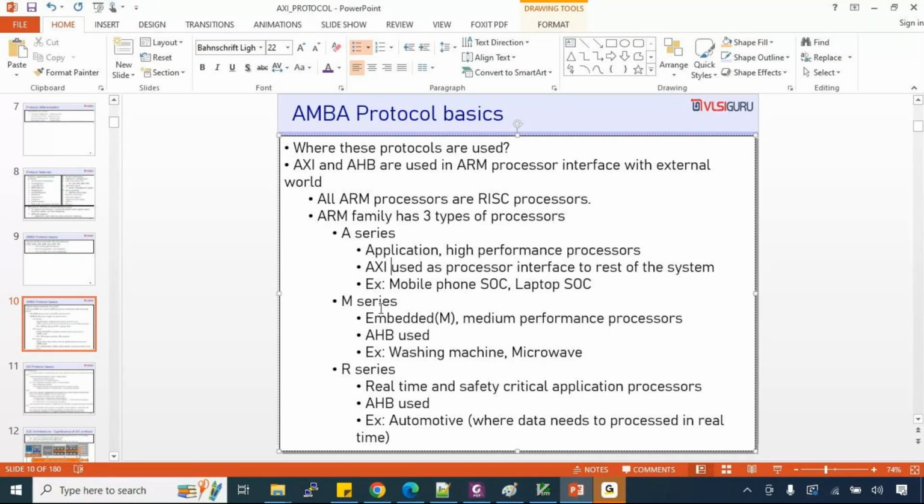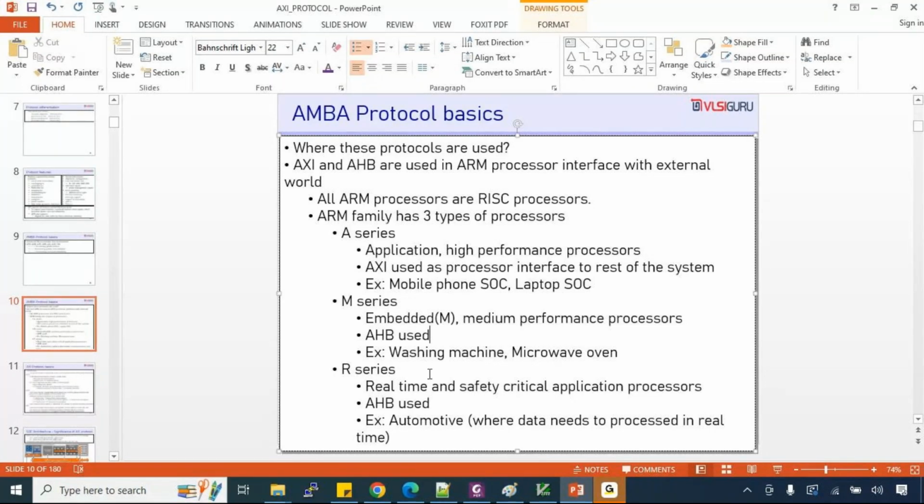The M series is what? It's a medium performance processor. Examples are a washing machine or a microwave oven. All these are examples of the M series where AHB is used. If you want very high performance, you go for AXI. For medium performance, you go for AHB.